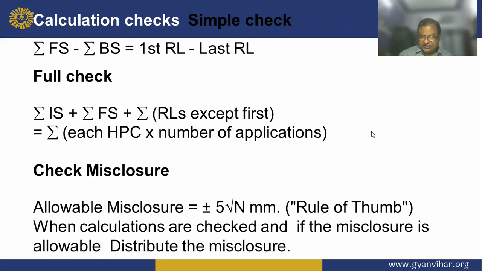When the calculation checks and the misclosure is allowable, distribute the misclosure. Suppose, my dear boy, you have 5 centimeter misclosure. So, number of points: how many points have you done? You have done 100 points. So, divide it among every point.